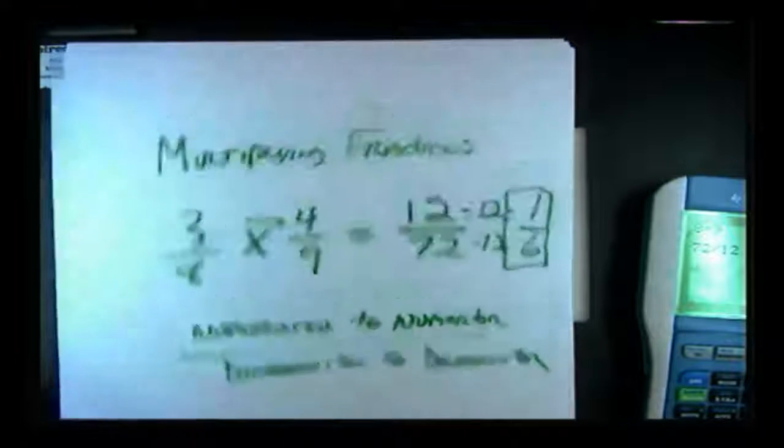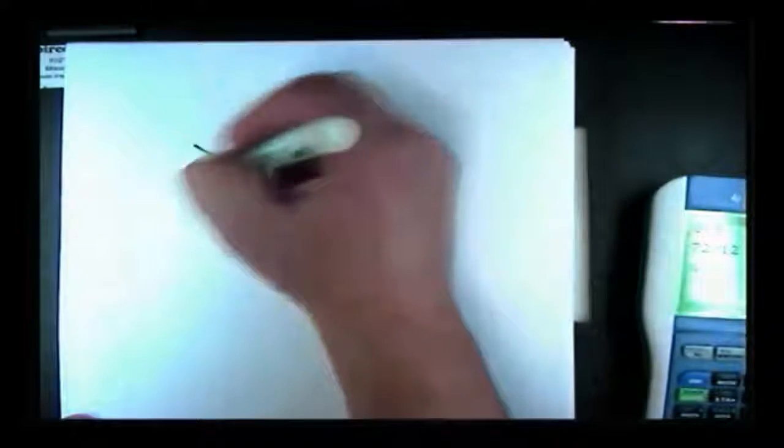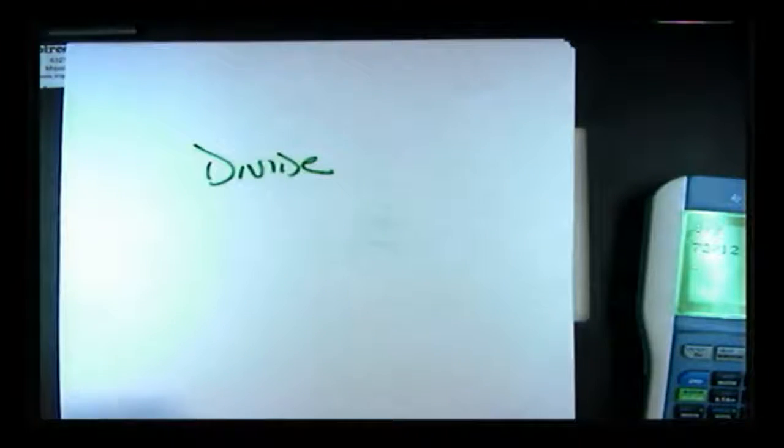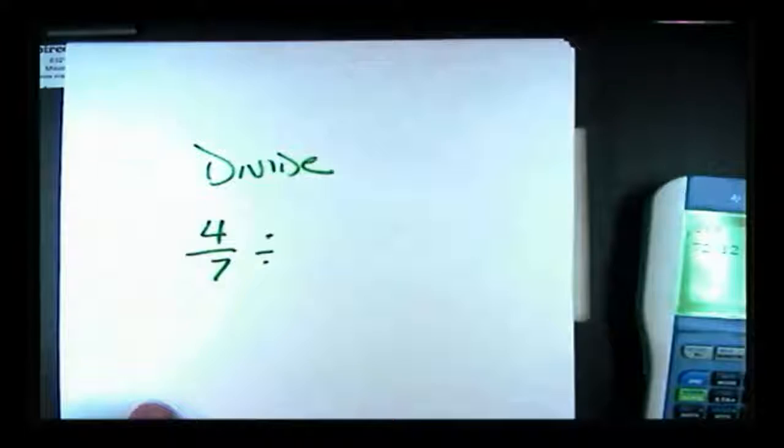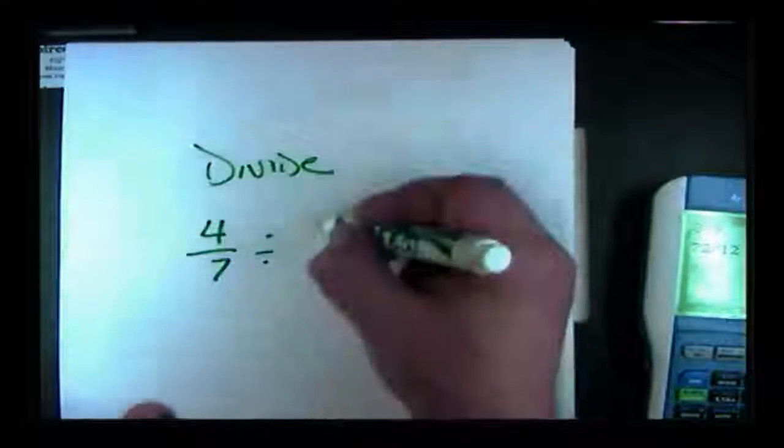So that's multiplying fractions. It's very intuitive. It's the easiest fractional thing you're going to experience. Finally, we have division. And it too is pretty simple. We're going to divide 4/7 by 8/9.